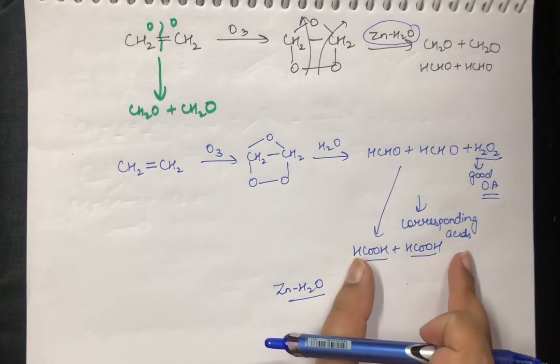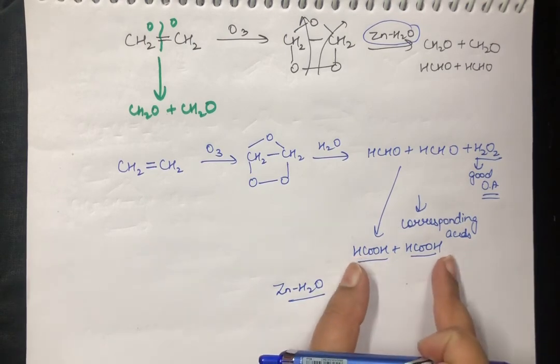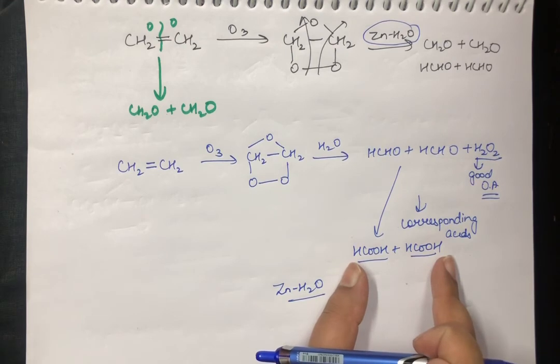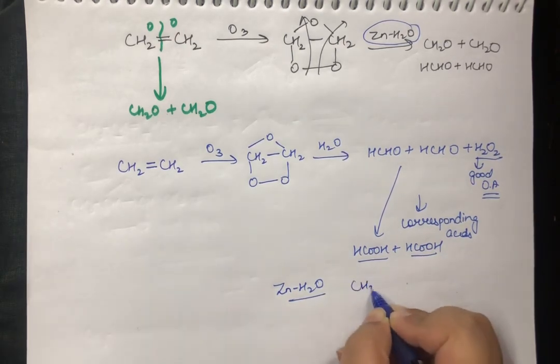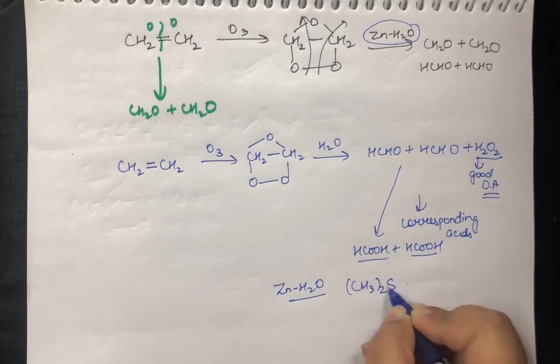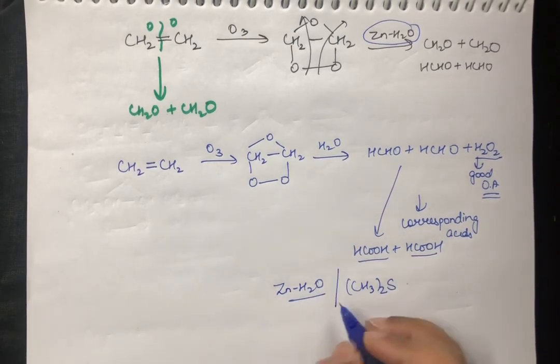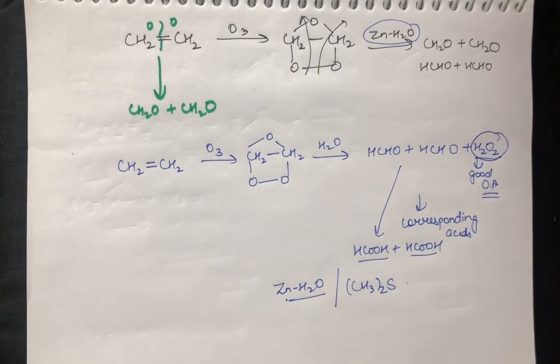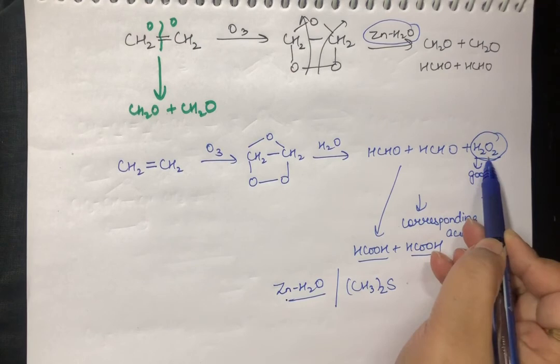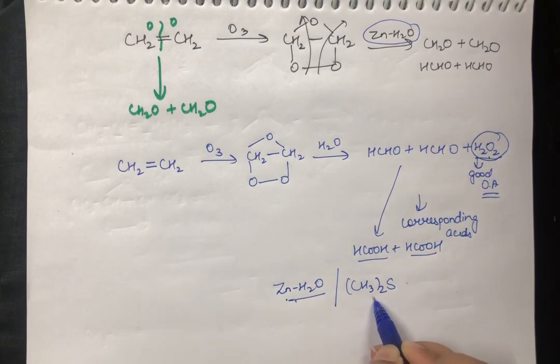So if you do not add zinc, you will end up getting the corresponding acids instead of your aldehydes and ketones. Apart from zinc water, you can also add dimethyl sulfide. Now, what actually will be done if you are adding zinc? For removing H2O2, because H2O2 will keep the reaction going till the corresponding acid stage. So if you are stopping, that means you are removing H2O2 by adding zinc water or dimethyl sulfide.